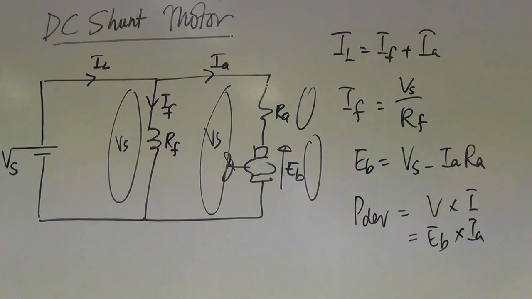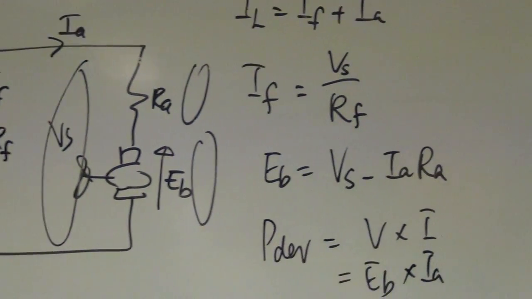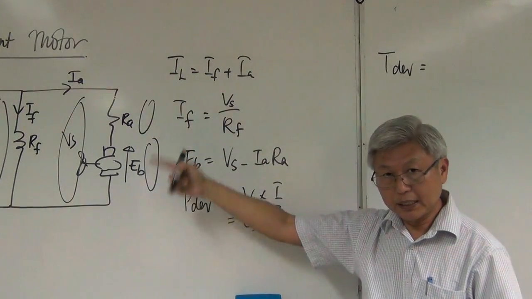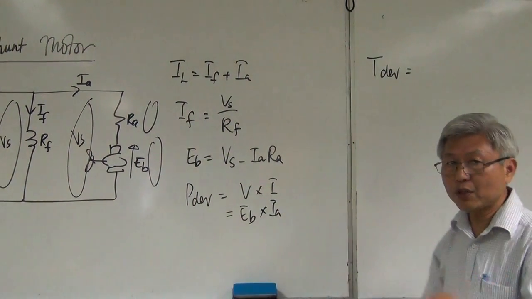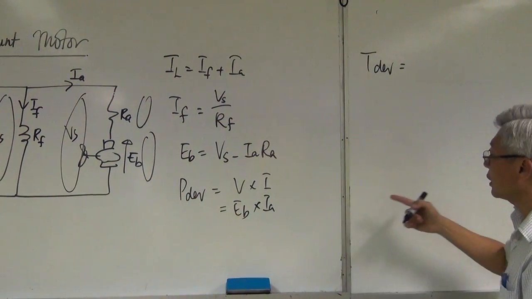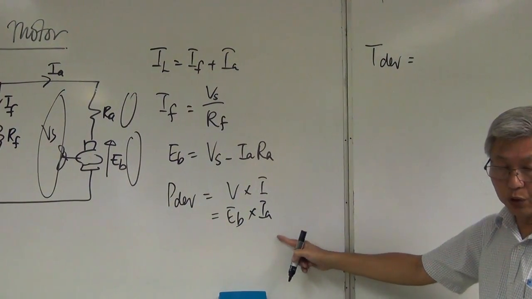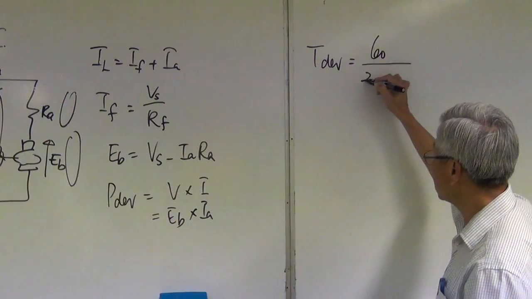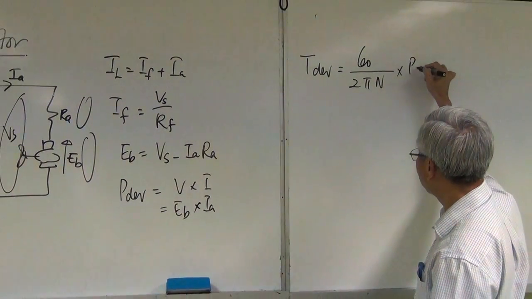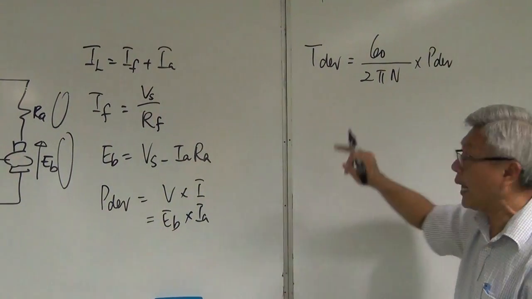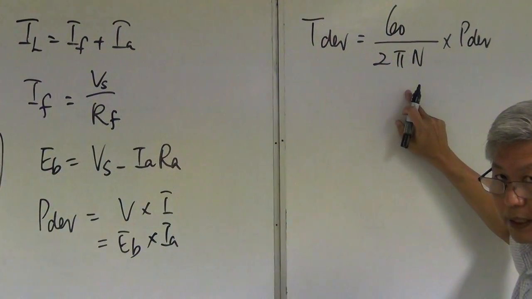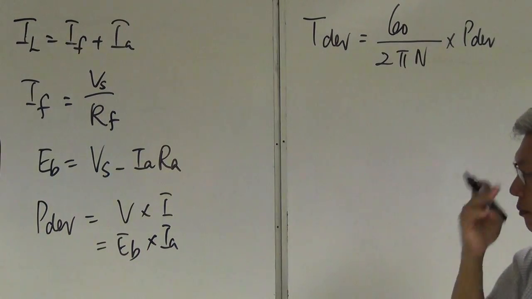Next is the torque. Now motor is something that moves in a circular motion, so the twisting force is called torque. Torque can be derived from the power. If you know the power developed, you can find the torque developed. And it's a physics formula, 60 divided by 2 pi n multiplied by power developed. n represents the speed. This formula is given in the exam, but you must know how to use it.